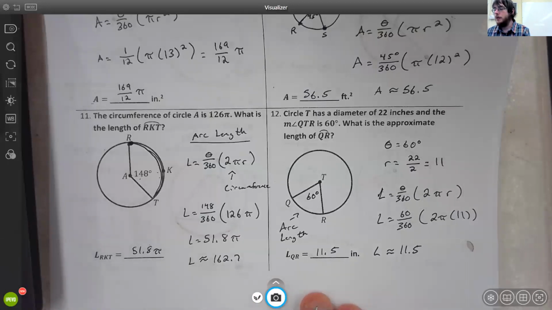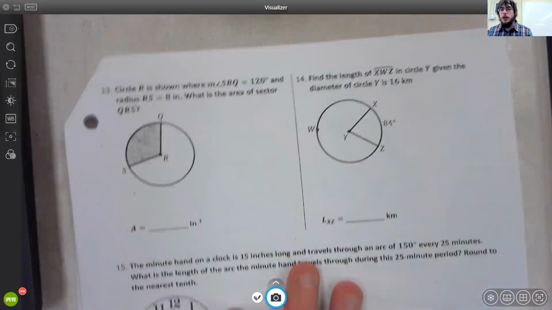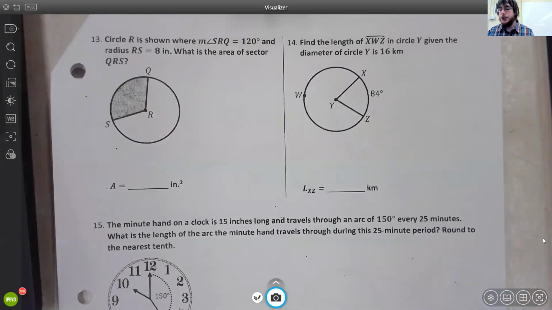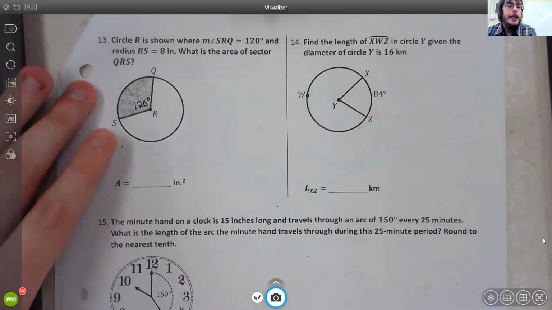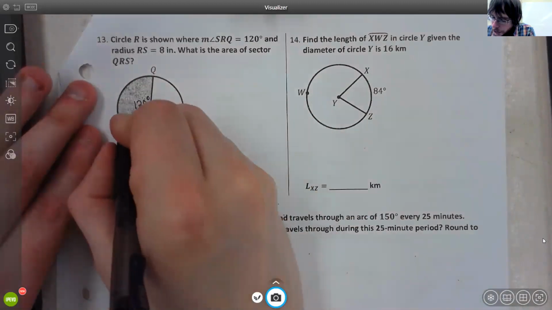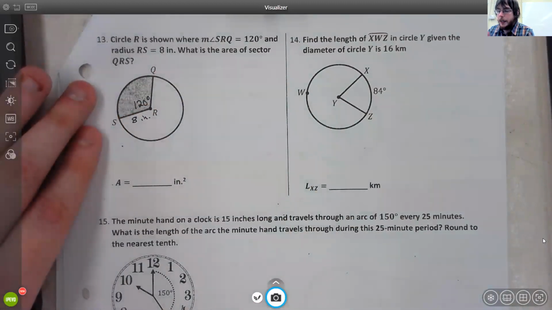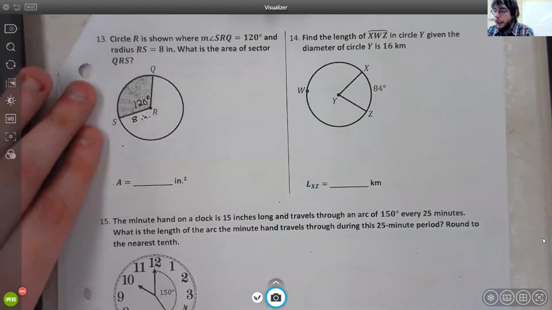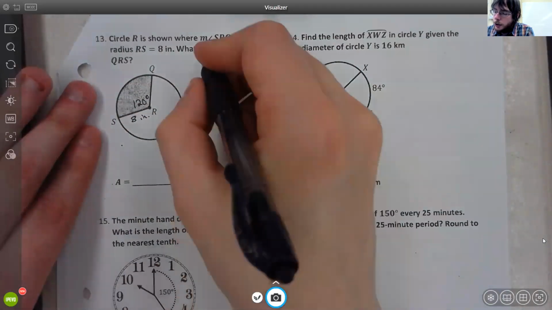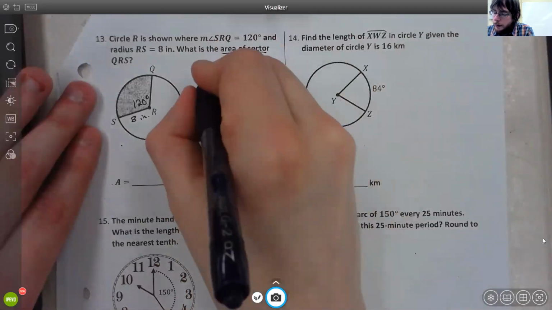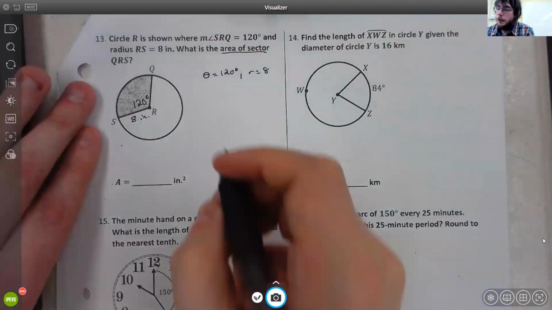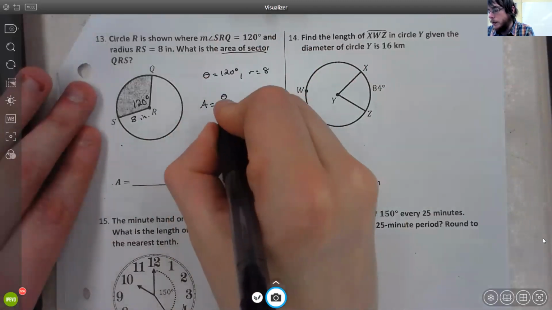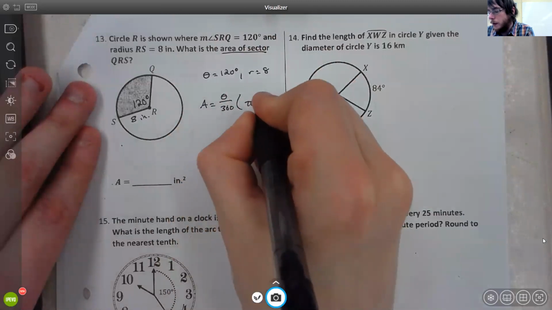All right, last four. Number 13. Number 13 says circle R is shown where the measure of angle SRQ is 120 degrees and radius RS equals 8 inches. What is the area of sector QRS? So we're looking for sector area. So we need theta, which is 120, and we need our radius, which is 8. So our area is given to us by theta over 360 times pi r squared.